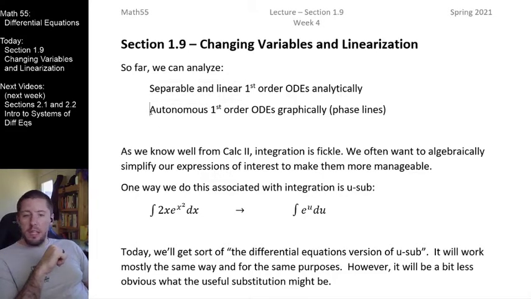The other thing that we've seen is that even if we can't actually do the solving, at least if the equation is autonomous, meaning that there's no dependence on t in the differential equation expression, and if it's a first order ordinary differential equation, then we can graphically analyze those. We can look at things like phase lines and stuff like that.